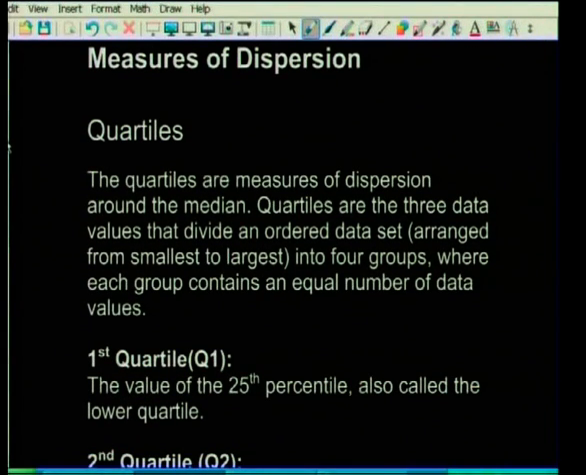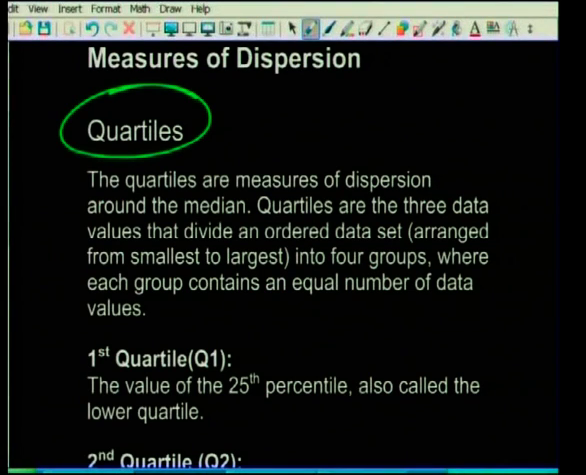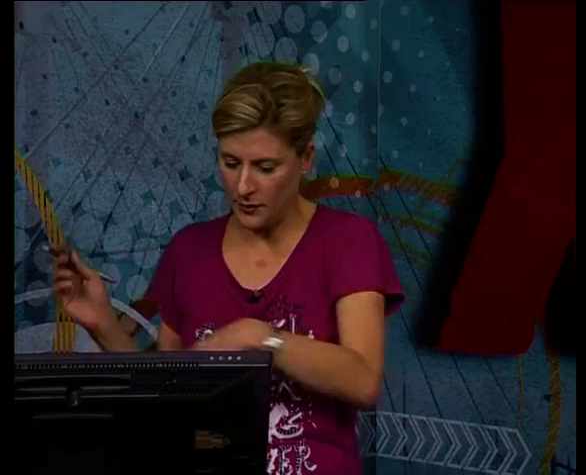Right. Now, more on measures of dispersion. We've now spoken about range. Fine. So range, percentiles. We also need to talk about quartiles. Quartiles are measures of dispersion around the median. Quartiles are the 3 data values that divide an ordered data set, arranged from smallest to largest, into 4 groups, where each group contains equal numbers of values. So basically, Q1, Q2, and Q3 will take my data set and divide it into 25%, 25%, 25%, and 25%.